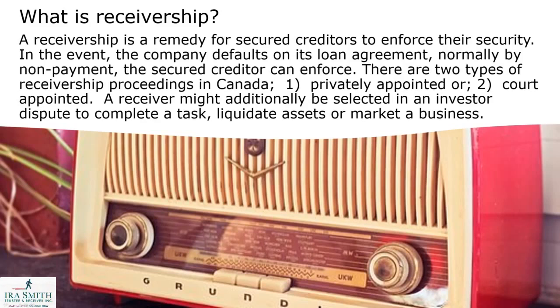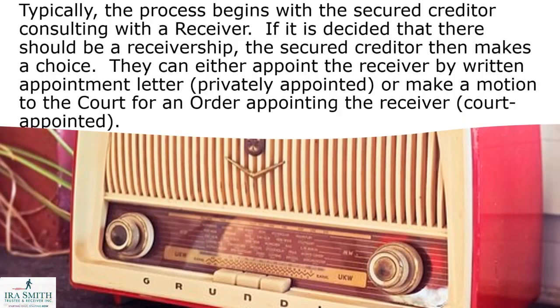A receiver might additionally be selected in an investor dispute to complete a task, liquidate assets or market a business. Typically, the process begins with the secured creditor consulting with a receiver. If it is decided that there should be a receivership, the secured creditor then makes a choice. They can either appoint the receiver by appointment letter, privately appointed, or make a motion to the court for an order appointing the receiver, court-appointed.